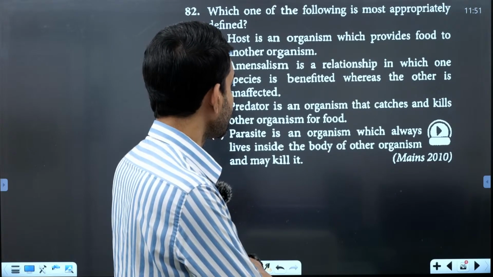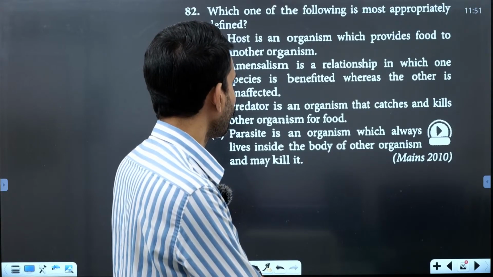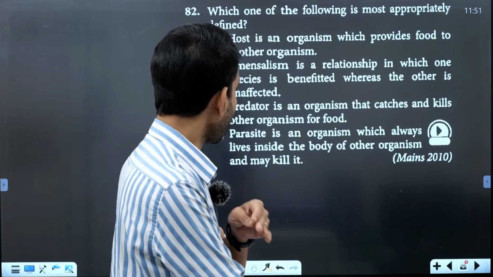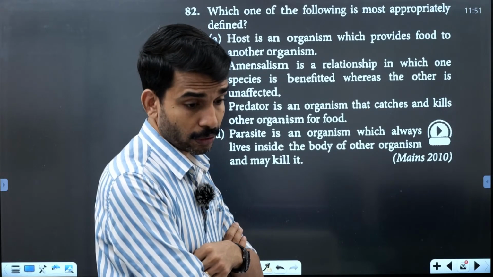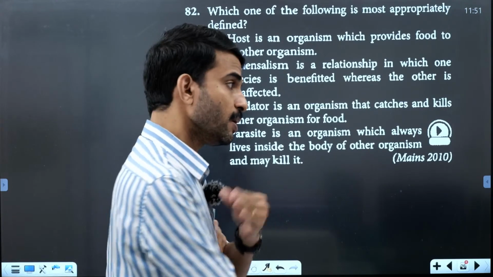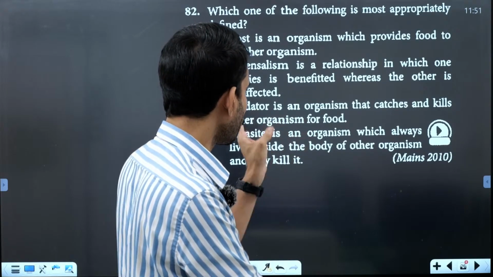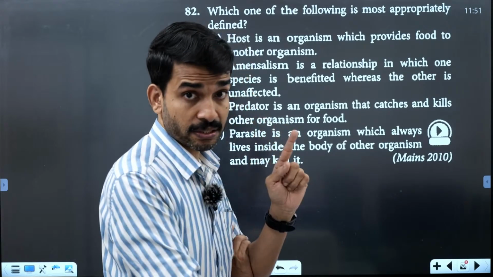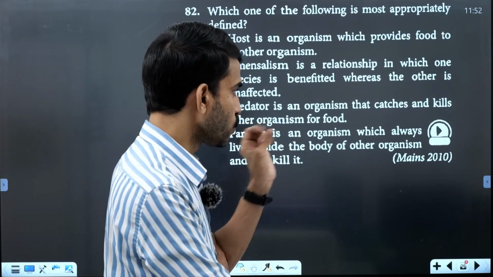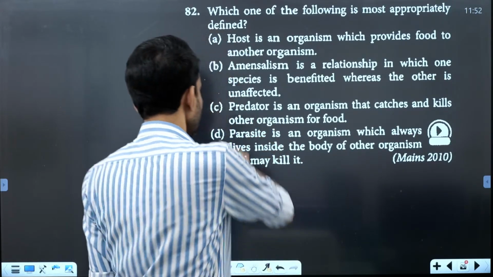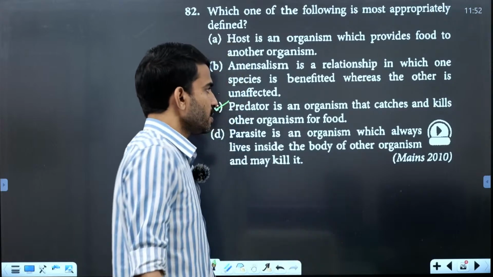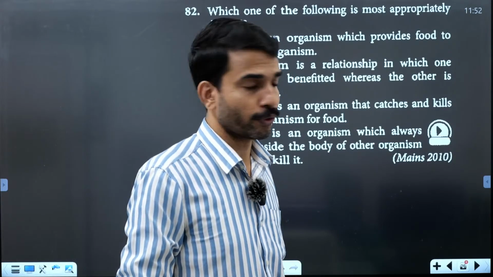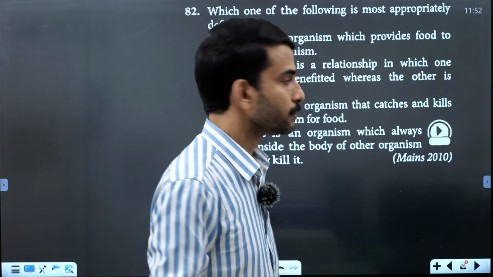Parasite is an organism which always lives inside the body of other organism and may kill it. That is wrong, right? Because we have ectoparasites also. It's not just endoparasites we have. Ectoparasites also you can see. So that clause is wrong. So we'll go with the C. Better option it is C. So predator is an organism which catches and kills other organisms for food. So better option it is of course C.